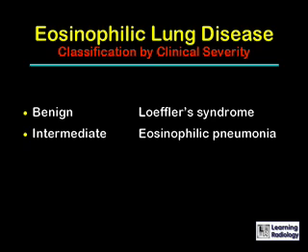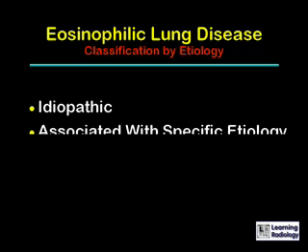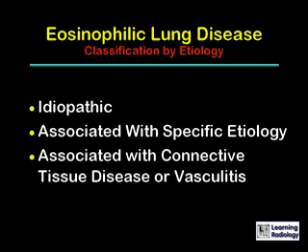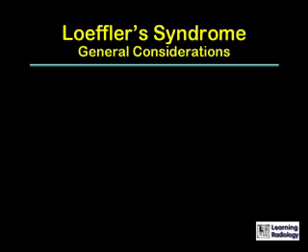A somewhat more intermediate course occurs with eosinophilic pneumonia, and some of the more severe reactions are seen with hypersensitivity angiitis and polyarteritis nodosa. Eosinophilic lung disease can also be classified by etiology. It can be idiopathic, it can be associated with a specific etiology, or it can be associated with connective tissue diseases or vasculitides. The idiopathic forms of eosinophilic lung disease include Loeffler syndrome, acute eosinophilic pneumonia and chronic eosinophilic pneumonia, and hypereosinophilic syndrome. We're just going to talk about Loeffler syndrome.